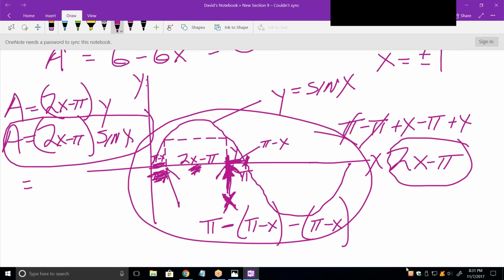The product rule probably works best here. Notice I'm going to have to use the product rule regardless, even if I distribute it. My first term is going to be 2x times sine x. Going to need the product rule, so I might as well use it to begin with because it's easier. So my answer for the derivative is 2x minus pi times cosine of x plus 2 sine x. It's quite easy to take the derivative.